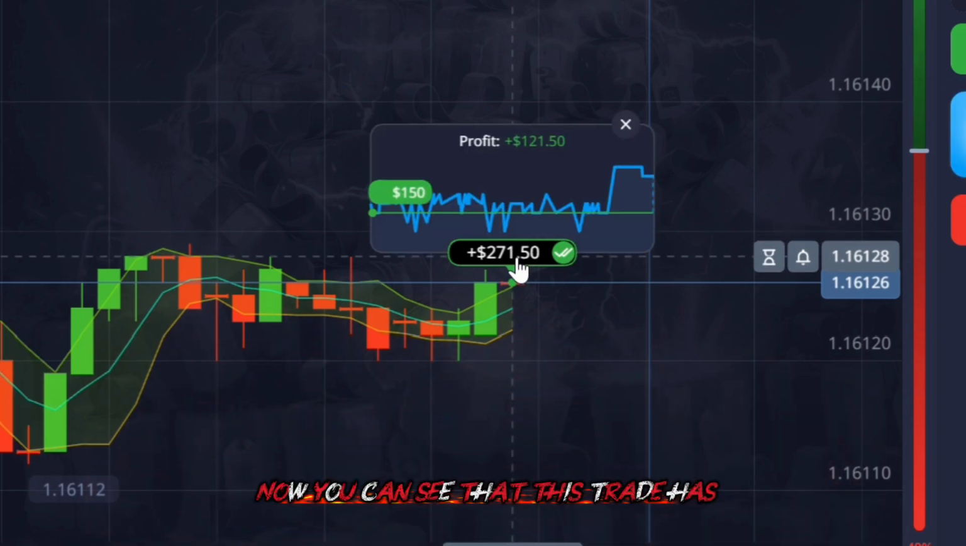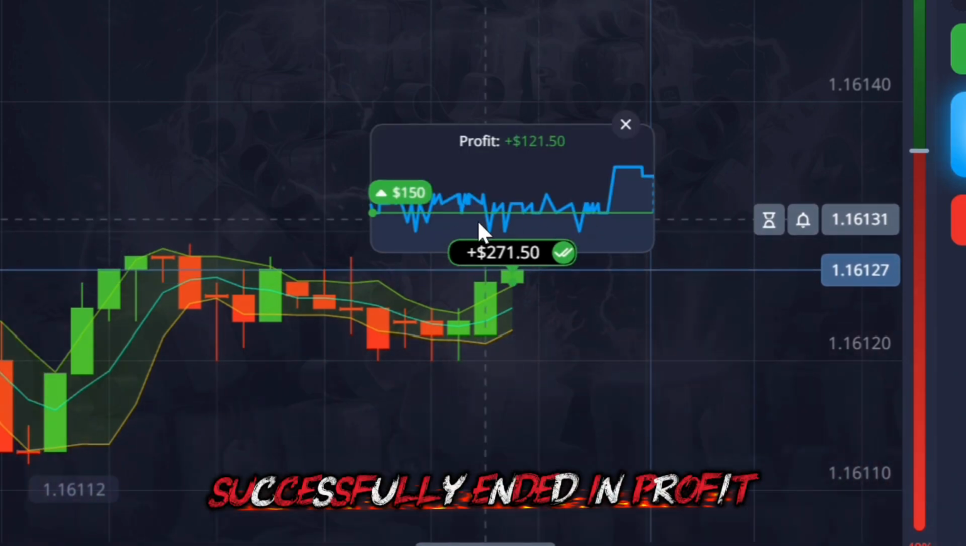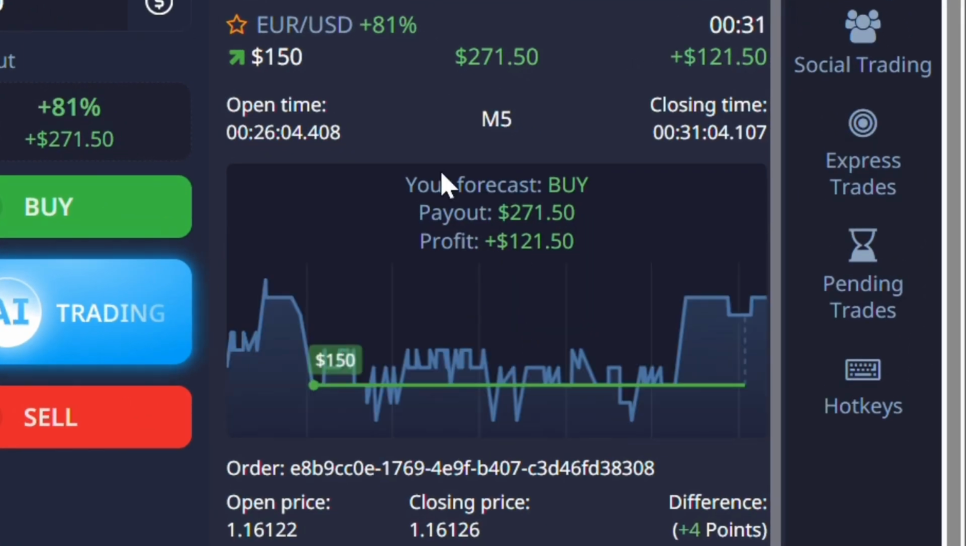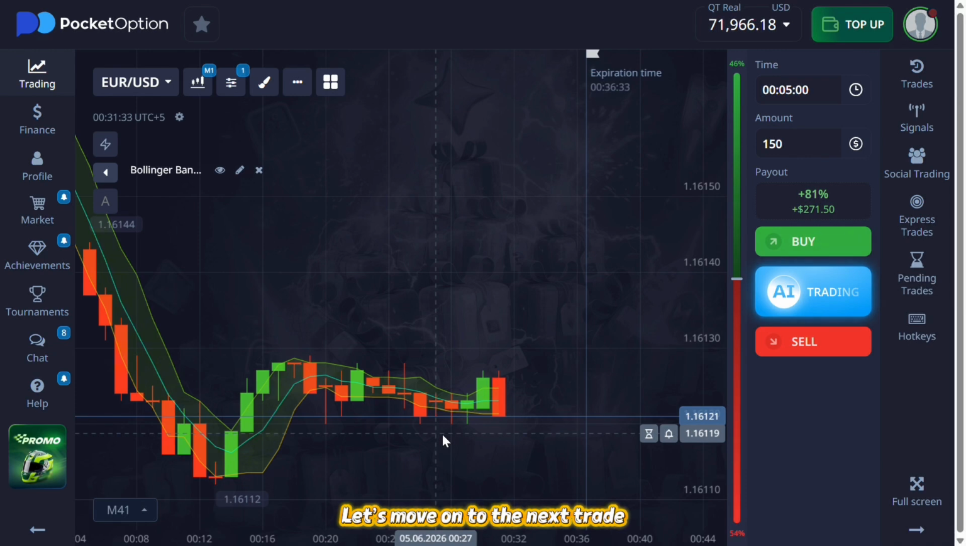Now you can see that this trade has successfully ended in profit. Let's move on to the next trade.